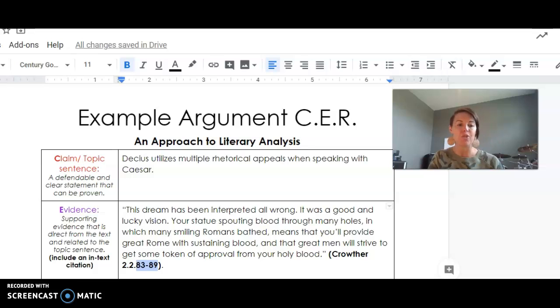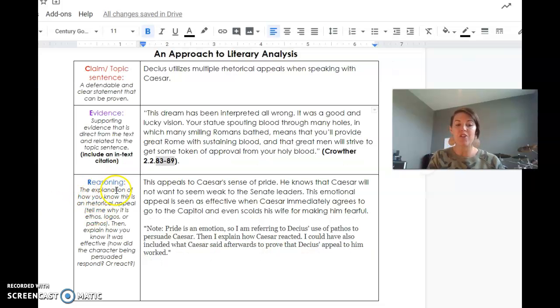I'm going to expand my screen so we can move on to the last part of our CER chart, which is the reasoning. So in my reasoning, I need to make sure that I am doing two really specific things.